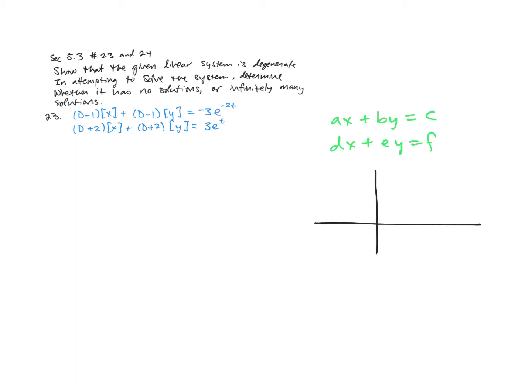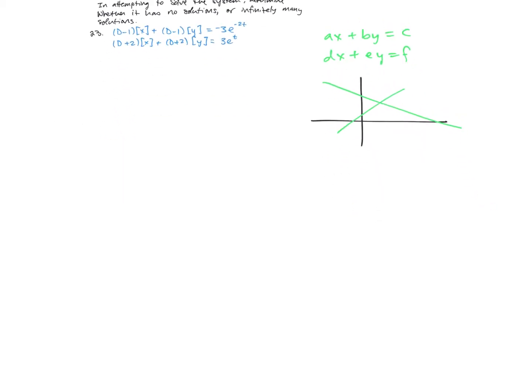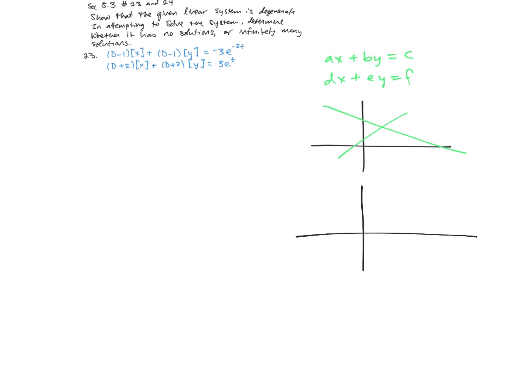They might have a unique solution if they go like that, or, I'm going to draw our three possibilities here, they might have no solutions at all if they're parallel and they never intersect. So there's no point that lies on both lines. Or they might be exactly the same line. So this is one solution, no solutions, or infinite solutions.